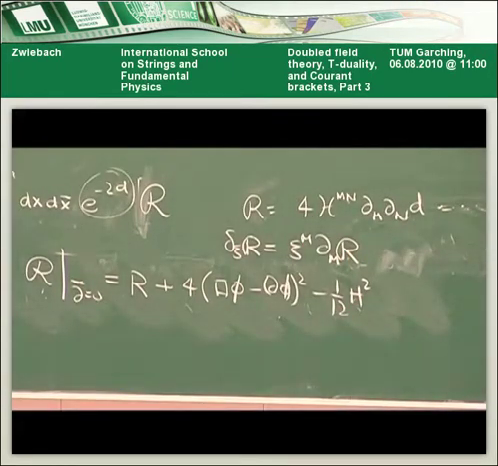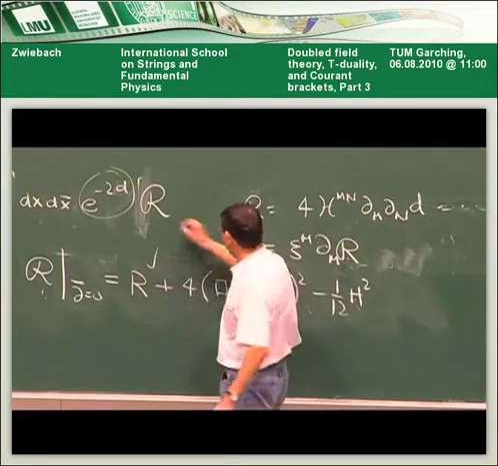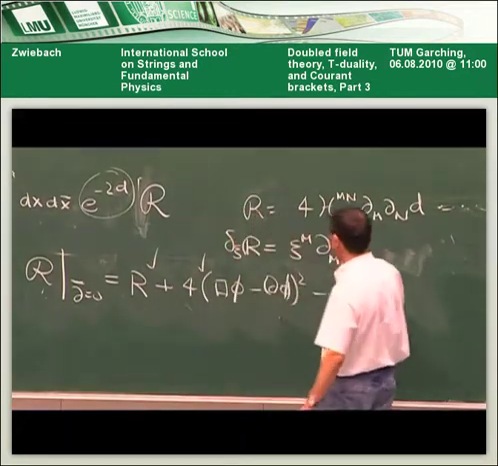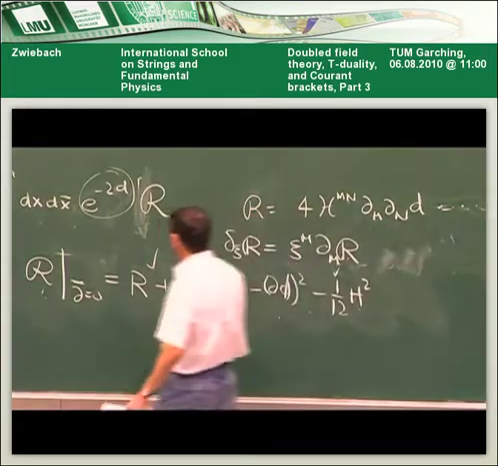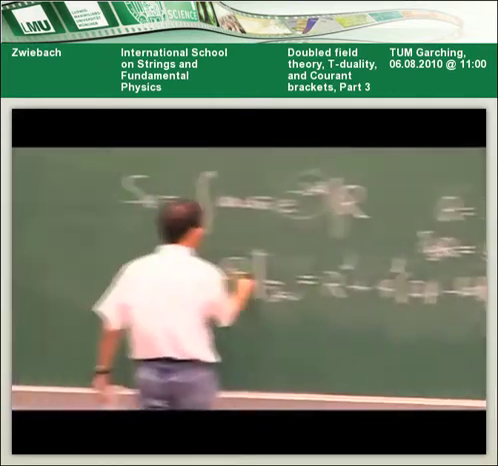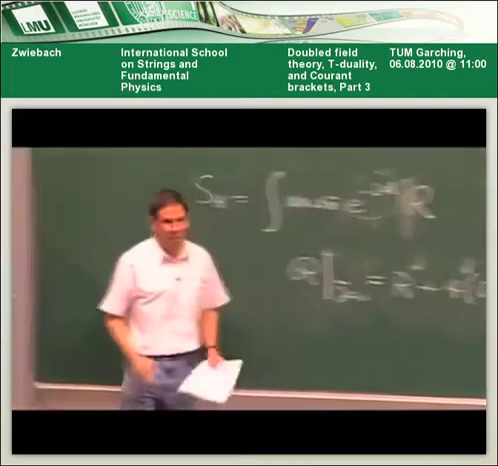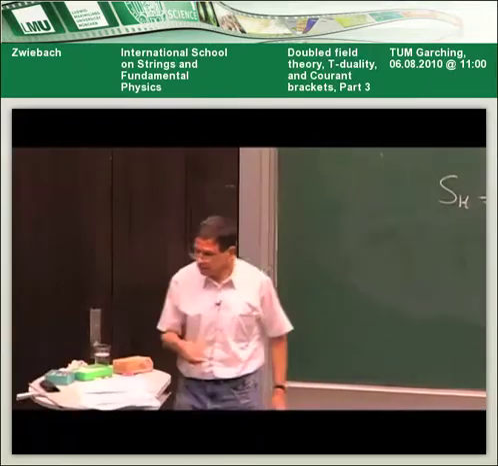In general relativity, this is a scalar, and this is a scalar, and this is a scalar. But in generalized geometry, by the time you double, only this combination is a real scalar that is at the same time O(D,D) covariant.